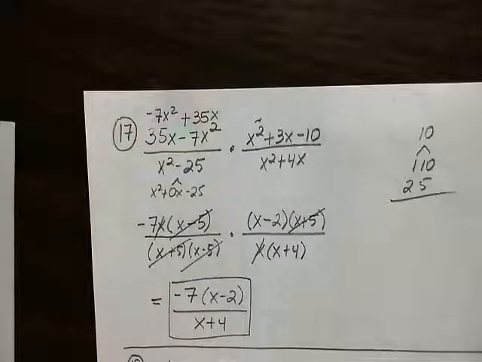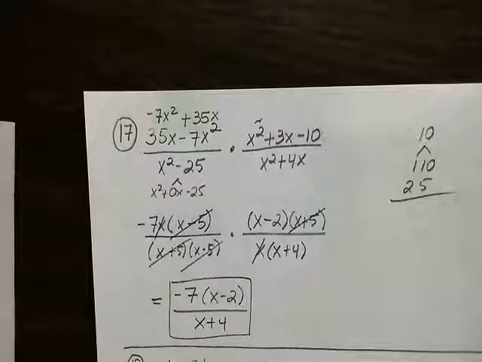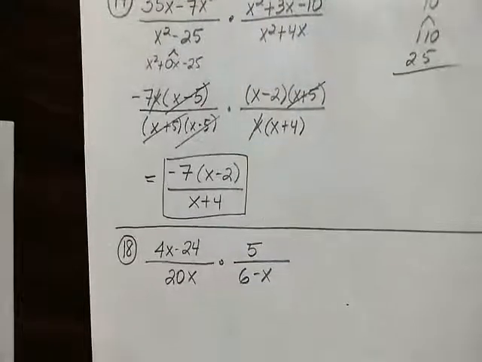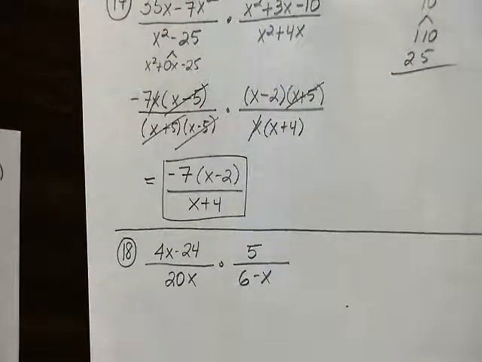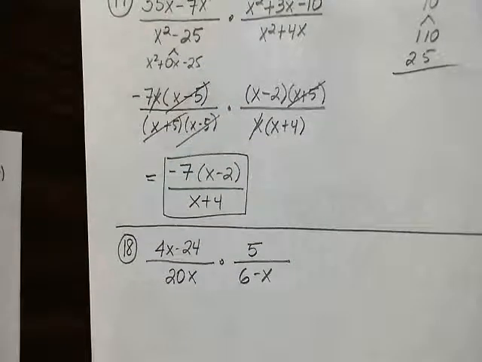Number 18 is 4x minus 24 over 20x times 5 over 6 minus x. Sorry, did you notice it was not showing on the screen? But now it is. Okay.